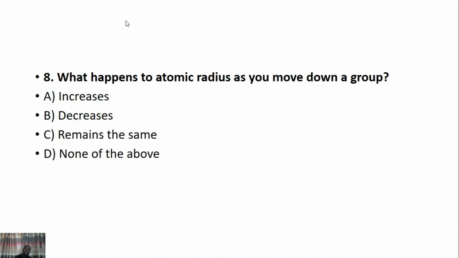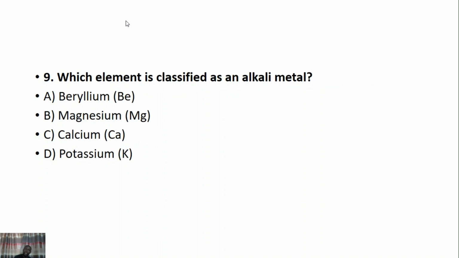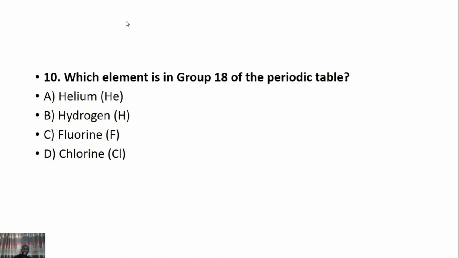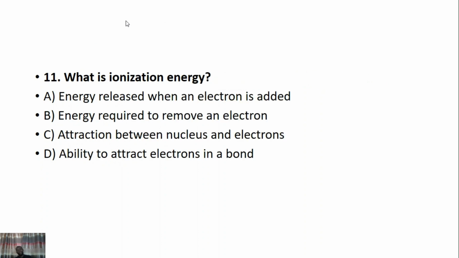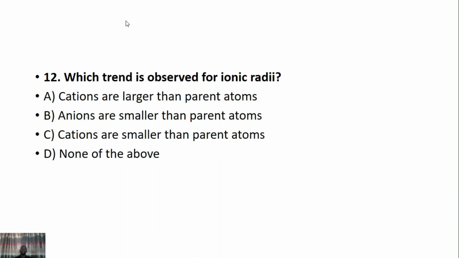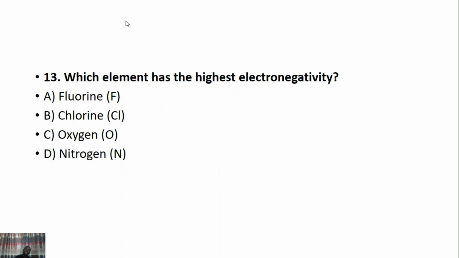Okay, let's go to the next question. What happens to atomic radius as you move down a group? I explained this. You should be able to answer this. Which element is classified as an alkaline metal? This is a simple question. Which element is in group 18 of the periodic table out of these? Answer in the comment section below. What is ionization energy? It's simple. So I'll leave the remaining questions for you to answer. You can comment your answer. Write your answer in the comment section. Let's discuss.